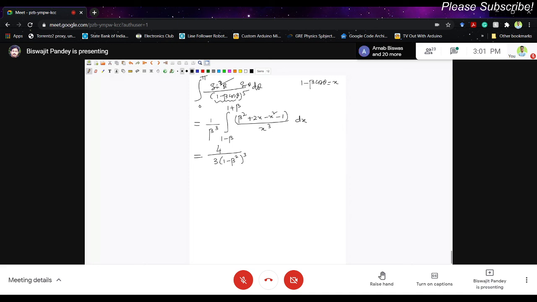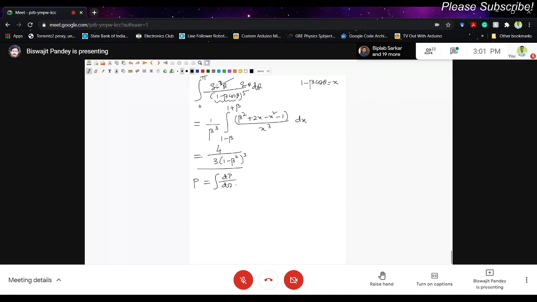So I would suggest you to check this, because I am writing this value just to avoid taking some time. It's nothing complicated, and I think no discussion is needed on this particular thing, because you just have to put the limit. So this one is the integral. Now let us put this value in the expression for P. What was P?